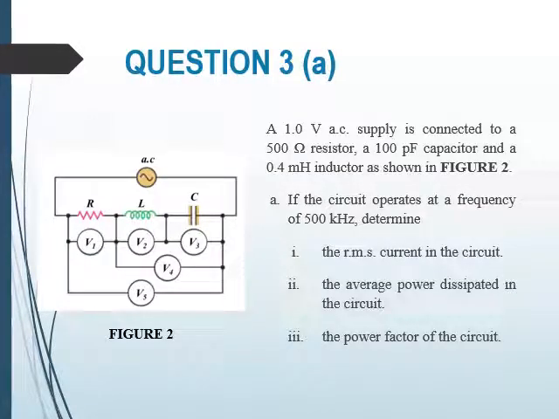Question 3 is a long question. Let us focus on question 3a first. A 1 volt AC supply is connected to a 500 ohm resistor, a 100 picofarad capacitor, and a 0.4 millihenry inductor as shown in figure 2. If the circuit operates at a frequency of 500 kHz, determine 1. the RMS current in the circuit, 2. the average power dissipated in the circuit, 3. the power factor of the circuit.